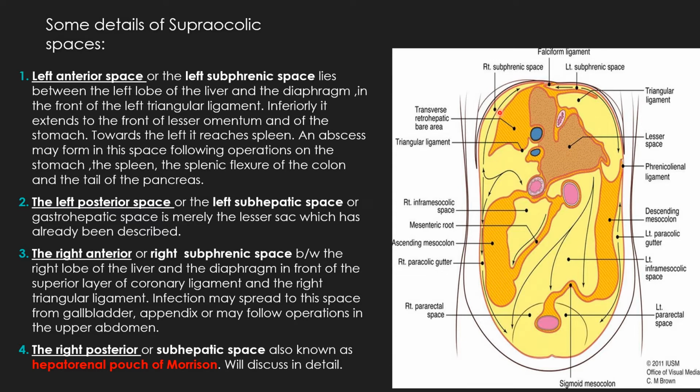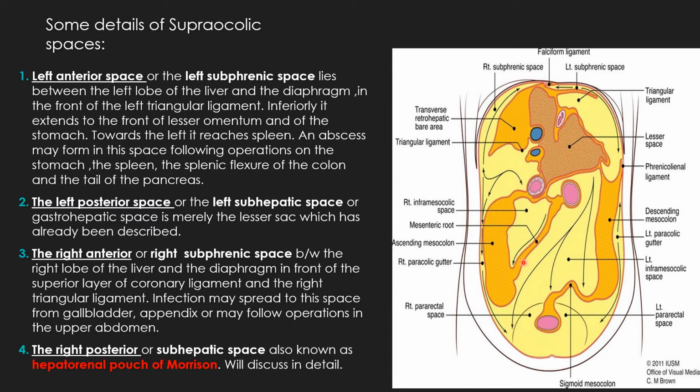So this right subphrenic space, or the right anterior space, or the subdiaphragmatic space, lies between the diaphragm and the right lobe of the liver, in front of the superior layer of the coronary ligament. So this is the superior layer of the coronary ligament on which my pointer is running, and this is the right subphrenic space, in front of this right triangular ligament as well. So this is all right subphrenic space, and the infection can spread to this space from the gallbladder, from the appendix, or if there are any surgeries that involve the upper abdomen.